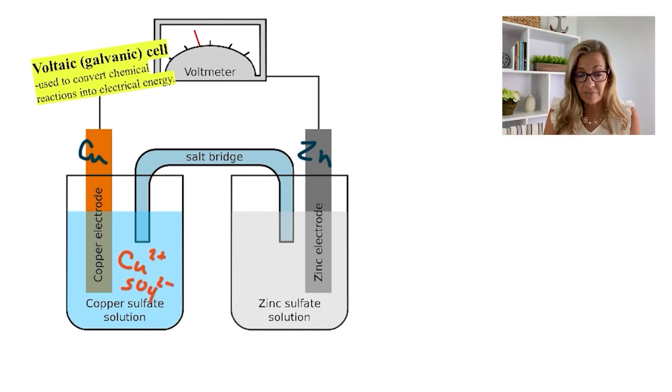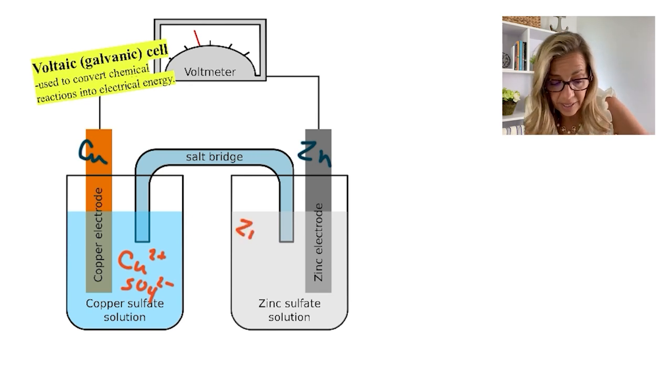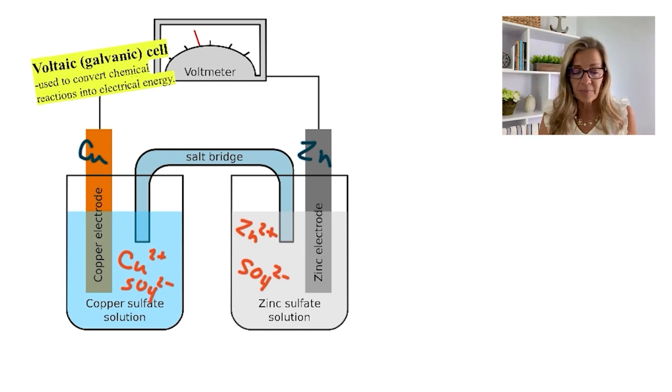And then we have the zinc in a zinc sulfate. So I've got zinc 2+, and I've got the sulfate ions just hanging around. Well, believe it or not, when you set this up, electrons are going to flow from one electrode to the other, and we have to figure out which way it's going to go.